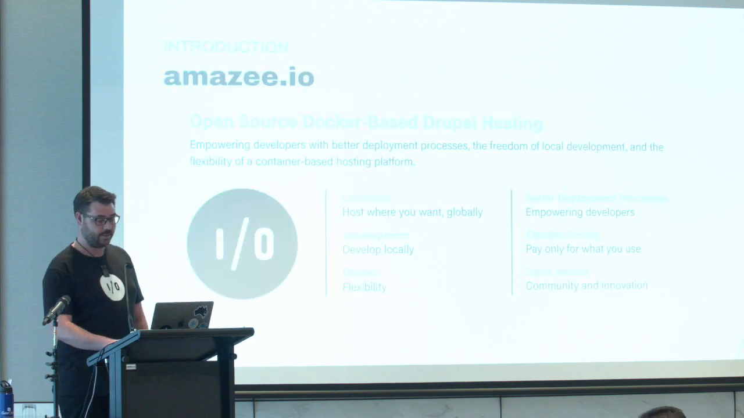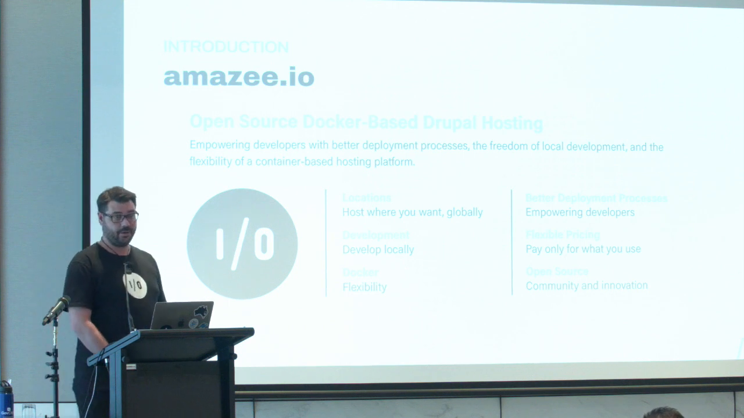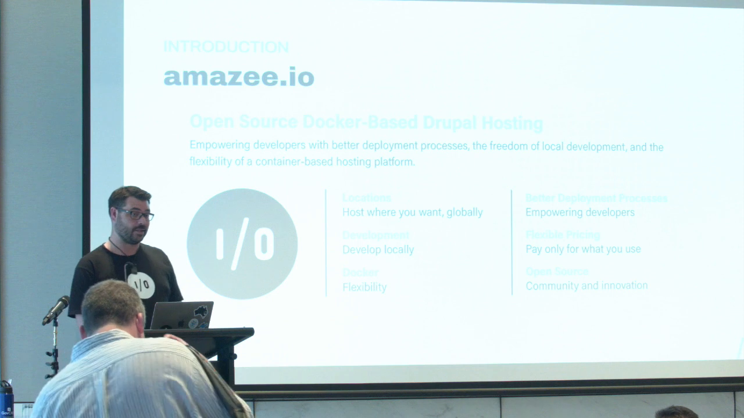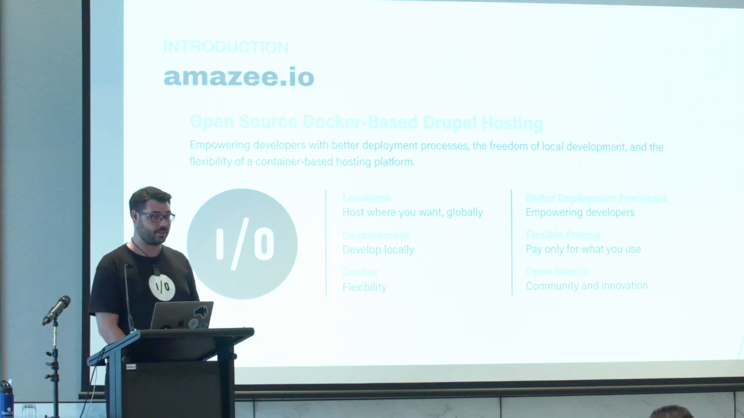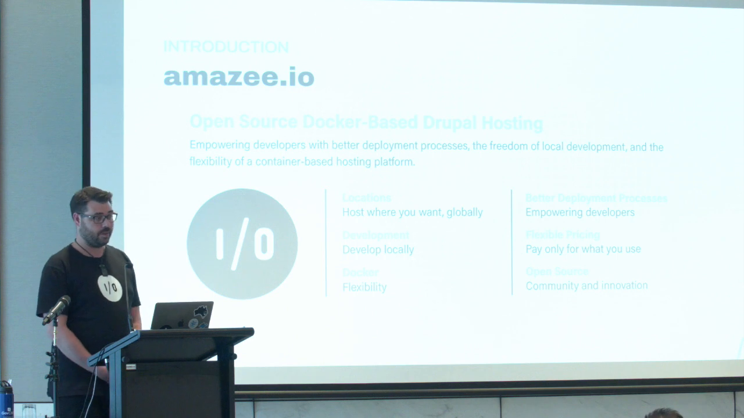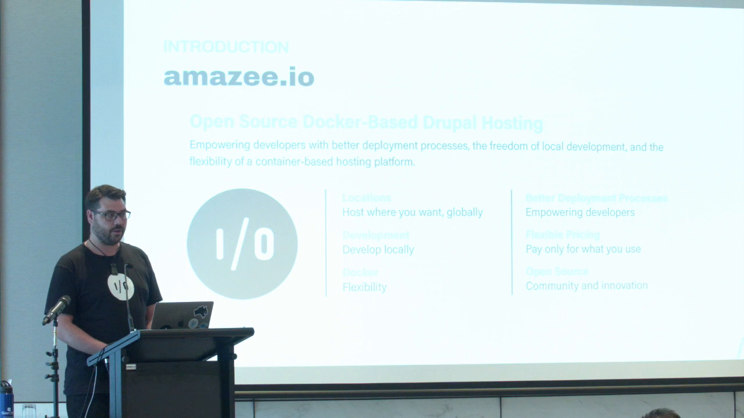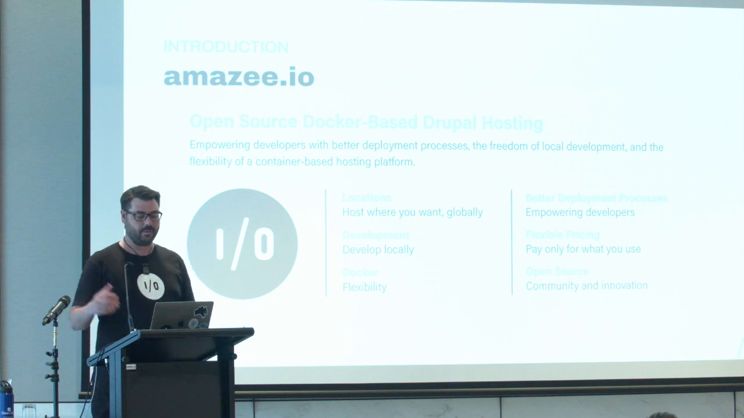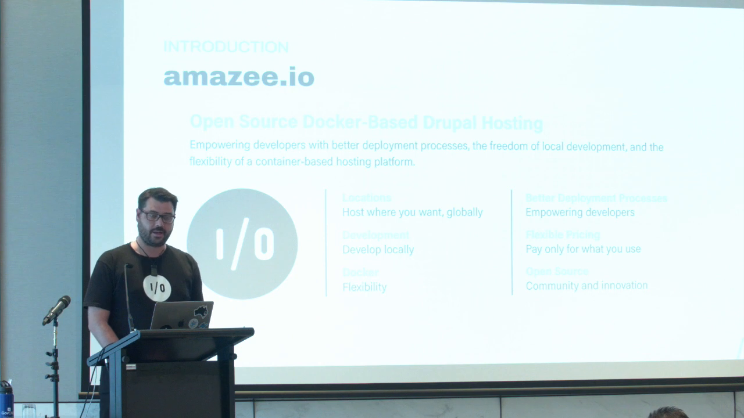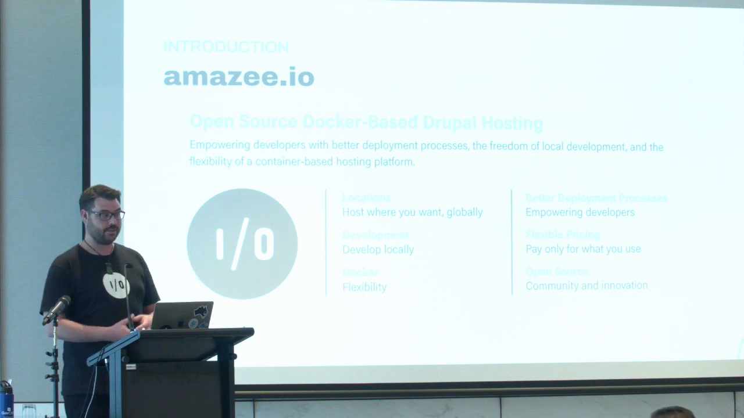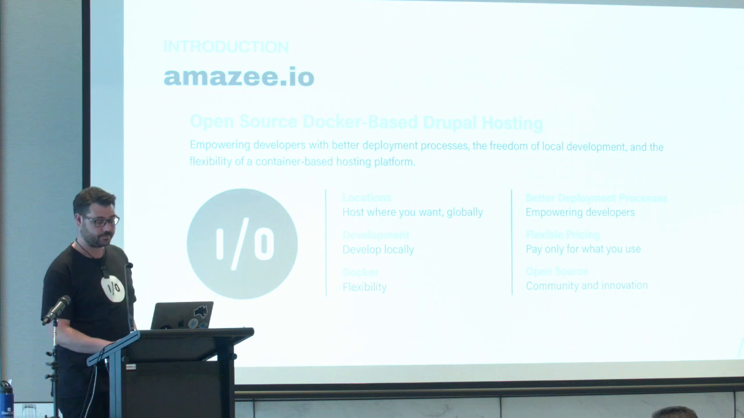So let's get started. Amazee.io, just for those of you who don't know, is an open source Docker-based hosting company. We've recently started a cluster here in Australia and won a few contracts here, and I started working there earlier this year. We've got a couple of people in the Australia region, so if you're interested in how it all works, definitely come out and talk to us at the booth outside.